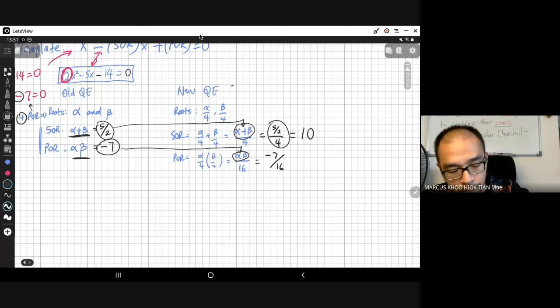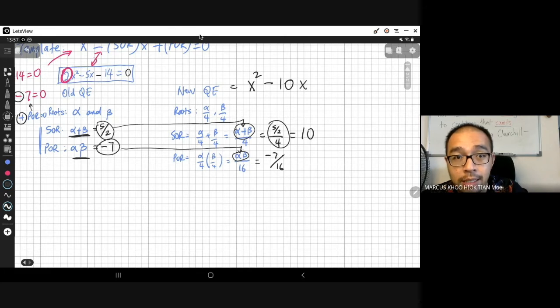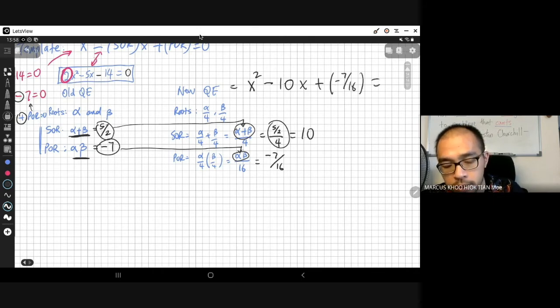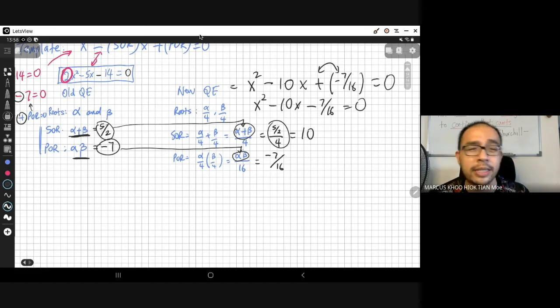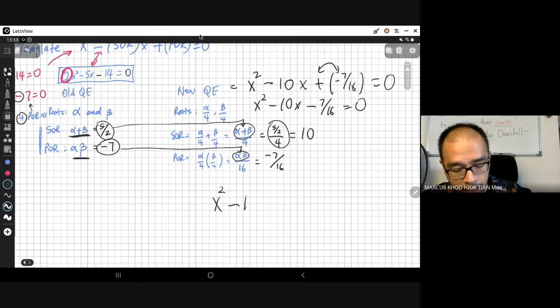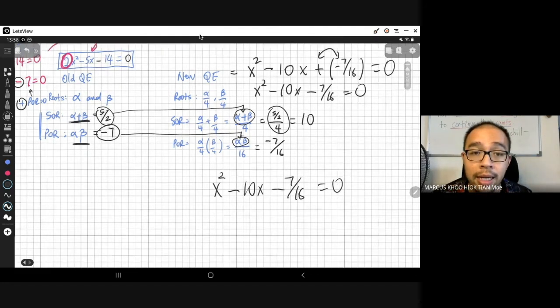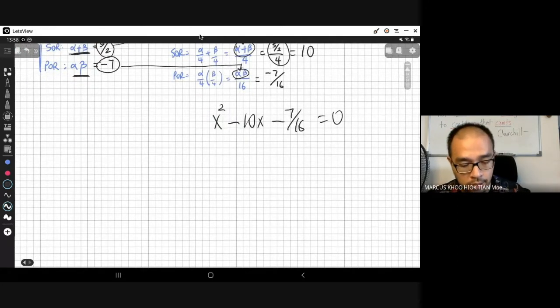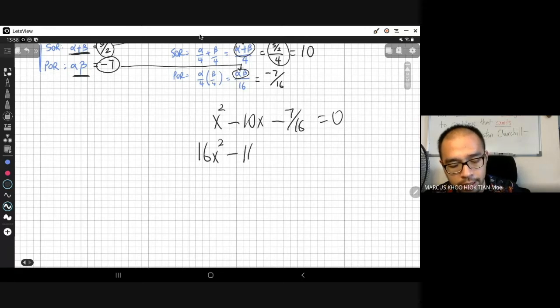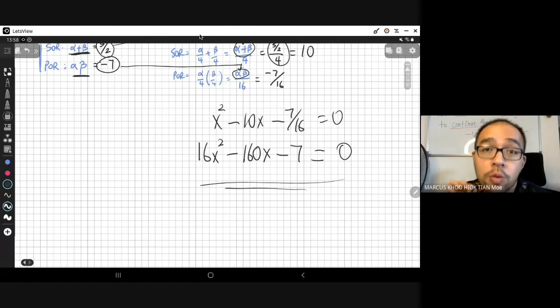So the quadratic equation will be x squared minus sum of roots. Oh no, sorry. X squared minus 10x. Tapi ini minus 7 over 16 bahkan. So plus negative 7 over 16 equals to 0. Saya kasih settle ini dua lah because plus and minus. So bila kita gabungkan, x squared minus 10x minus 7 over 16 equals to 0. Tapi tidak cantik sebab ada pecahan. How do we hilangkan the pecahan? Multiply everything by 16. So 16x squared minus 160x minus 7 equals to 0. Siap. This is the new quadratic equation.